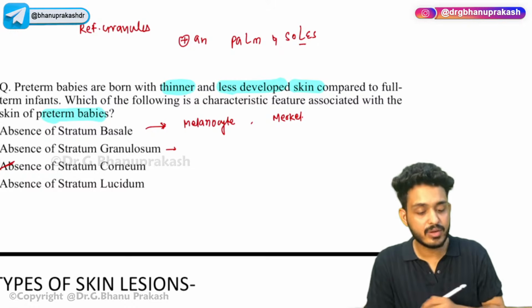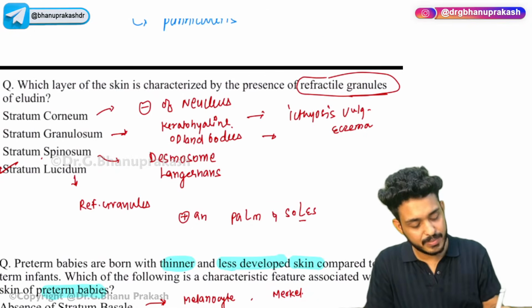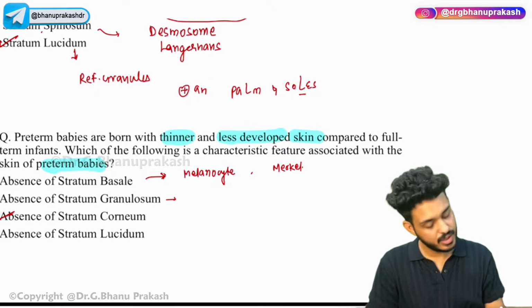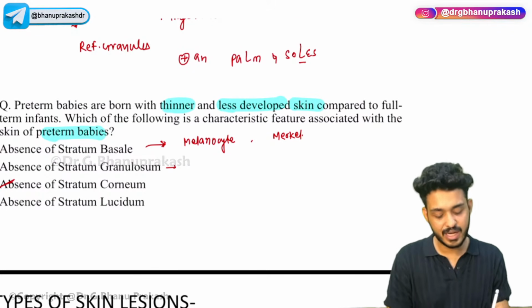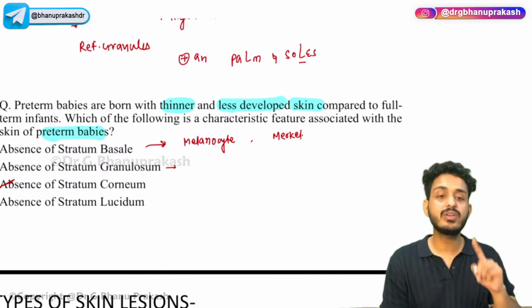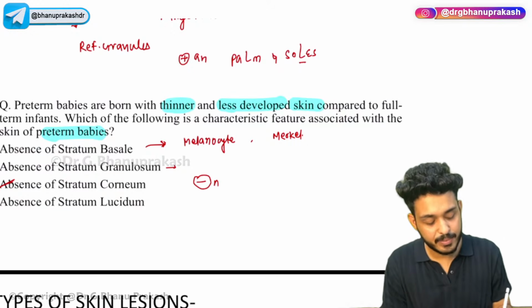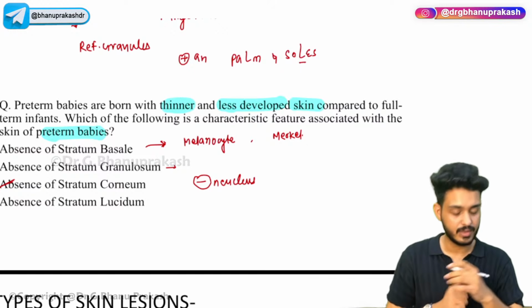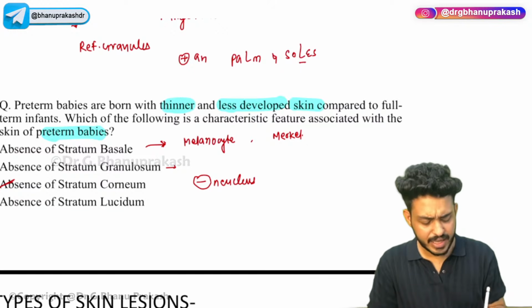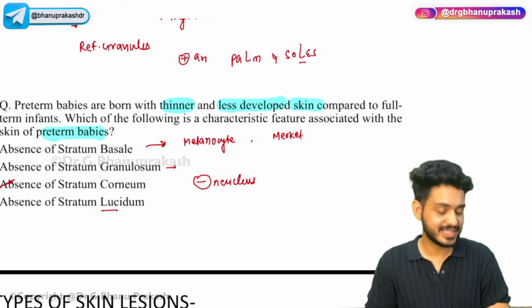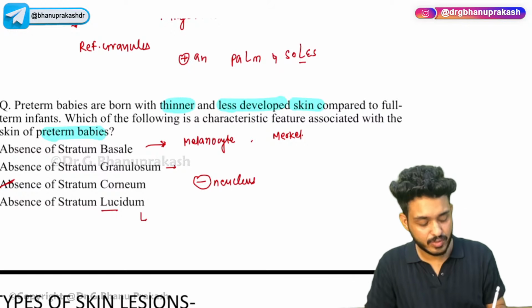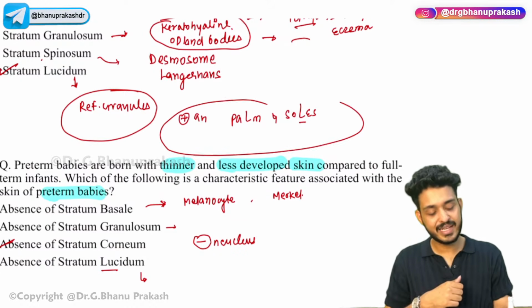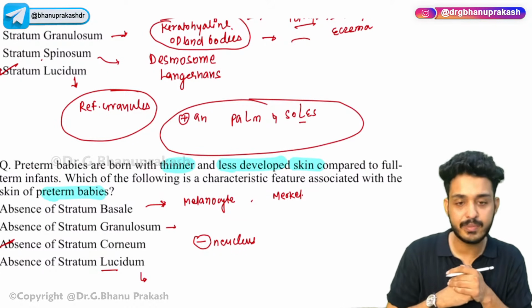Next is the stratum granulosum. We have already seen that stratum granulosum has these two things: Odland bodies and keratohyaline granules. So this cannot be the answer. Stratum corneum, we already know, will not have a nucleus, it will be devoid of nucleus, and if a nucleus is present, that is known as parakeratosis. Then we have stratum lucidum. We have already seen that it has refractile granules, present in palm and sole. So are you guys understanding? Do let me know if you are understanding.